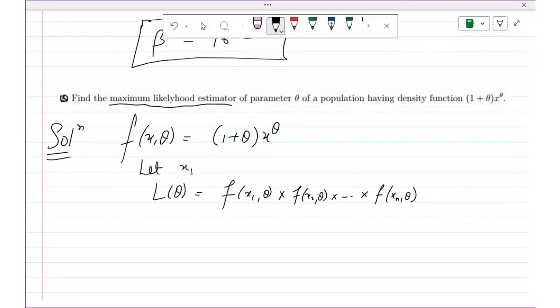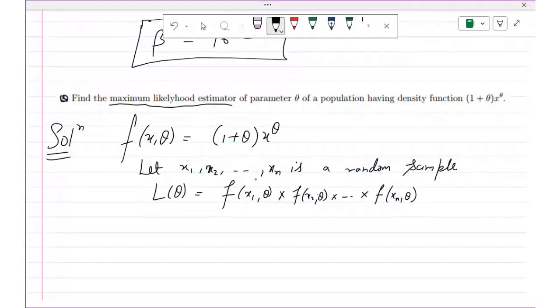Let x1, x2, up to xn be a random sample. In this question we are not given the values. We have taken a random sample x1, x2, xn, and we will find the maximum likelihood estimator for this parameter theta. That means, how should we estimate the value of theta from this sample? What is the best way to estimate the value of theta? That is what the likelihood estimator will give us.